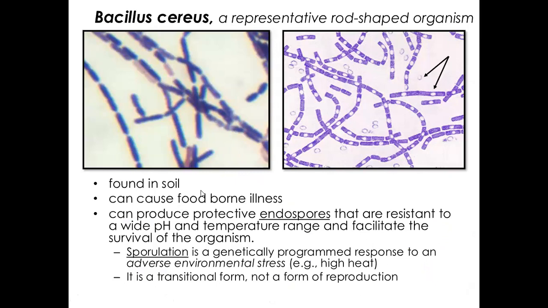These things are found in the soil. They can cause illness. On the left here is just a generic picture, but if you get an even sharper picture on the right here, and if the bacteria have been in certain conditions, you can see these little white spots in here. And these are endospores that the bacteria has formed.